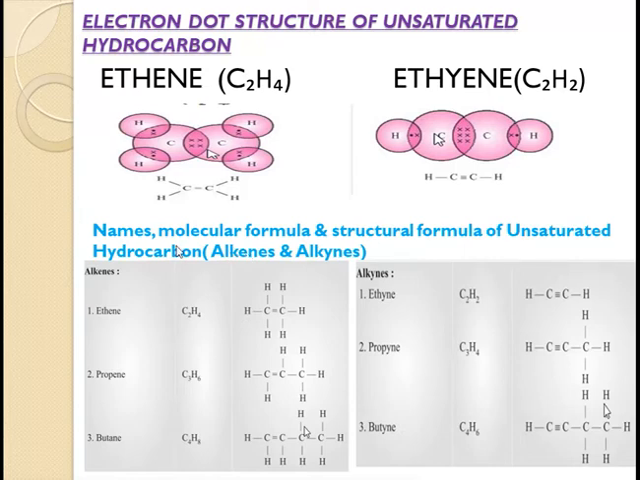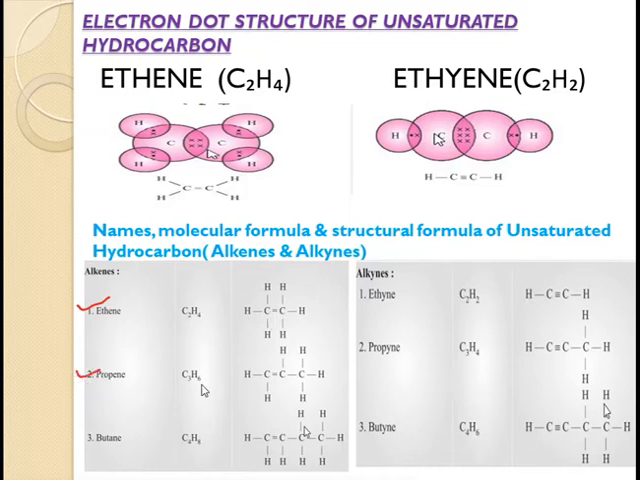Over there, we'll see the formulas of alkenes and alkynes. The first alkene is ethene. Its formula is C2H4. So for that you have to write 2 carbon atoms and you have to put 4 hydrogen atoms. If you put 4 hydrogen atoms, the valency of carbon will not be satisfied. So what we have to do? We have to put a double bond between 2 carbon atoms.